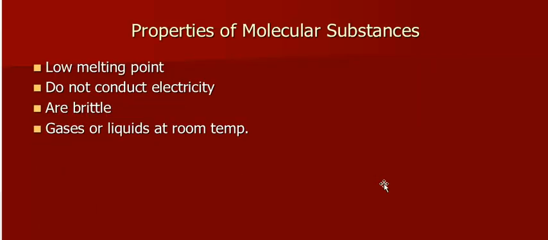Properties of molecules: they have a low melting point. They do not conduct electricity. They're brittle, and they tend to be gases or liquids at room temp. They're exactly opposite properties of ionic substances. So molecules, nonmetal compounds, have these four properties in common with each other.